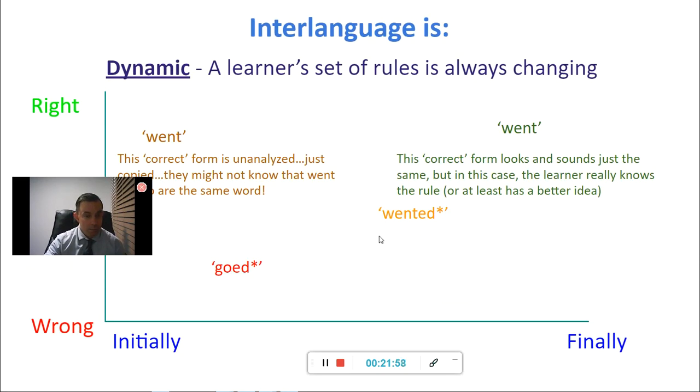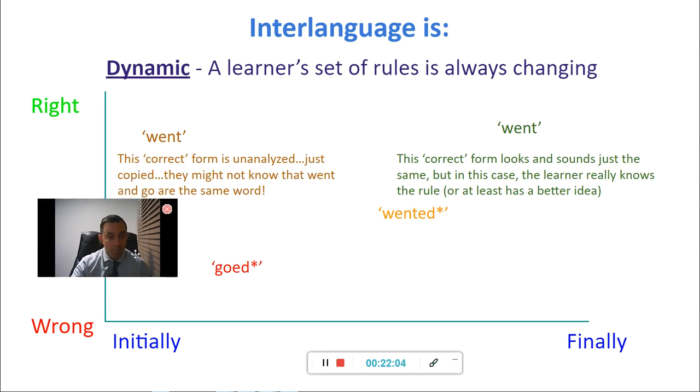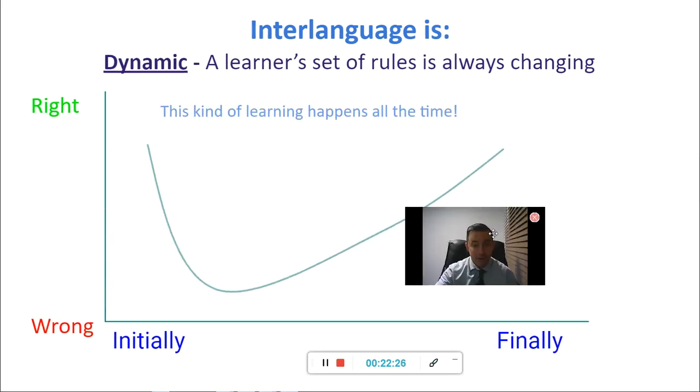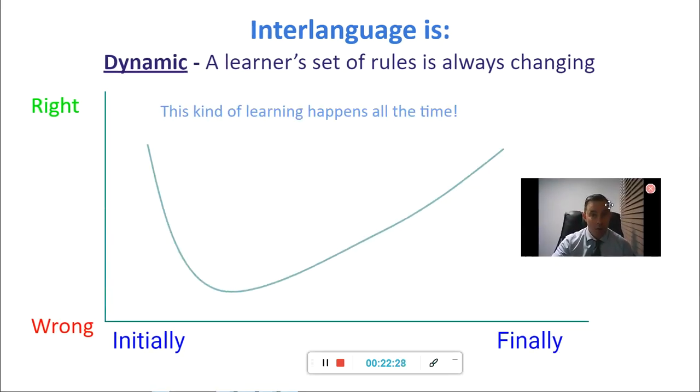So what happened in those bottom two? The learner picked up the ED rule, okay? And now they're applying it to everything. They're overgeneralizing it. And then later, they remember went, but because they have that overgeneralized rule in their interlanguage, they're tacking ED on it. So this kind of learning happens all the time.